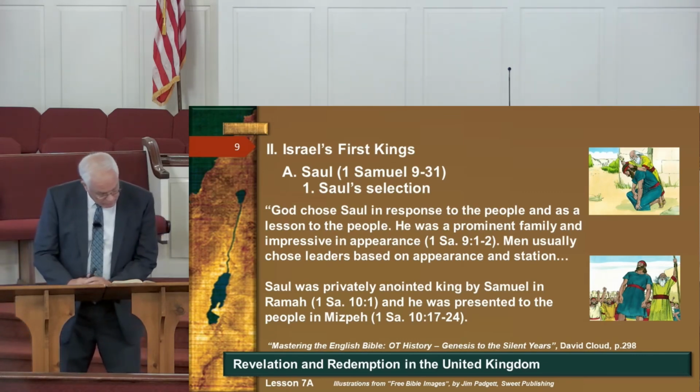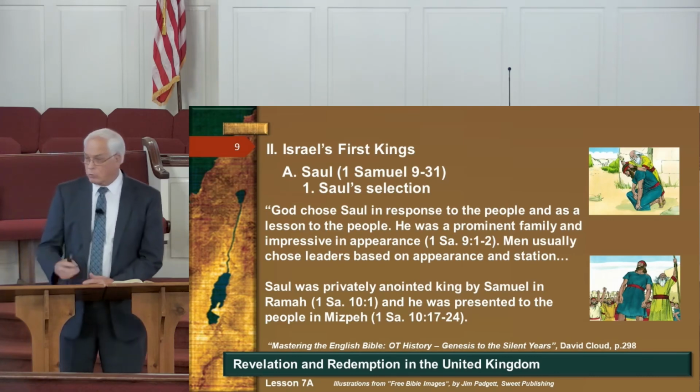Now there was a man of Benjamin whose name was Kish, the son of Abiel, and the son of Zeror, and the son of Bechorath, and the son of Aphiah, a Benjamite, a mighty man of power. And he had a son whose name was Saul, a choice young man, and a goodly. And there was not among the children of Israel a goodlier person than he. From his shoulders and upward he was higher than any of the people. So he was a tall person.